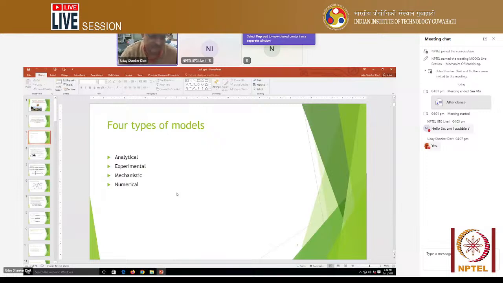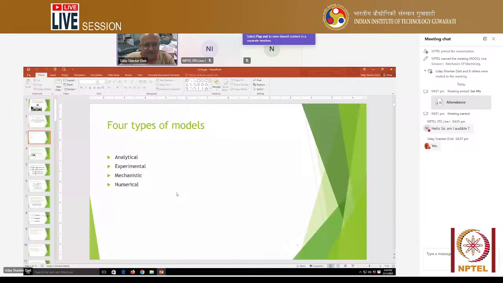So we have analytical models like Merchant's force diagram, etc. By that you get some idea, the Merchant solution. We can have an experimental way, so basically you will get an empirical relation.